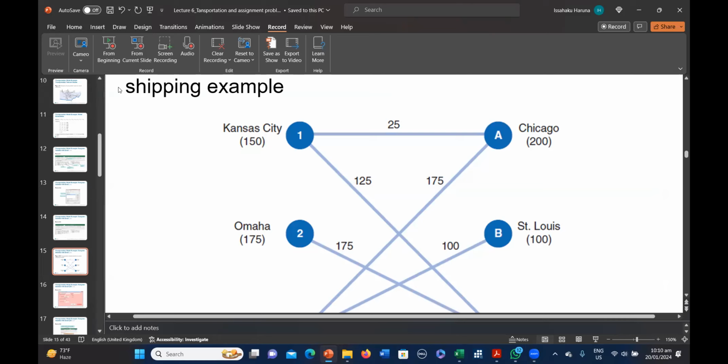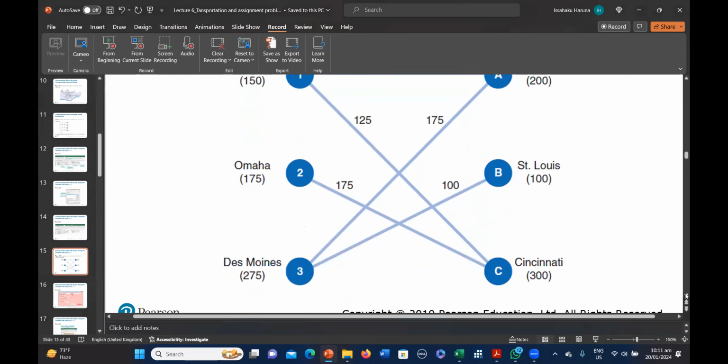And that's just what we said: from Kansas, send 25 to Chicago, and then 125 to Cincinnati. And then you see that from Omaha, you are not sending anything to St. Louis. You are sending everything to Cincinnati. So you can see how the flow is.